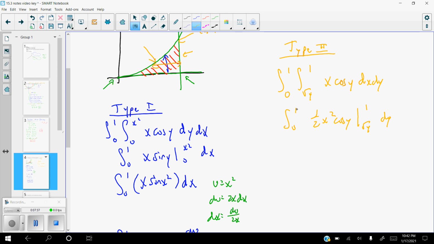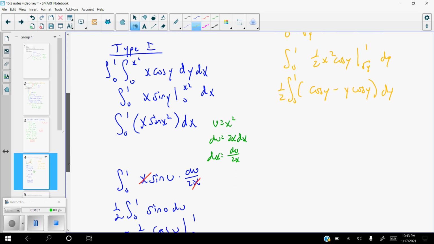Let's see, I can pull the 1/2 all the way out to the front. And plugging in a 1, remember we're plugging this in for x, is going to give me cosine y. Plugging in the square root of y squared is y, so it's going to be minus y cosine y dy. Don't forget the integral. All right, so in order to do this one, we are going to have to split this integral.